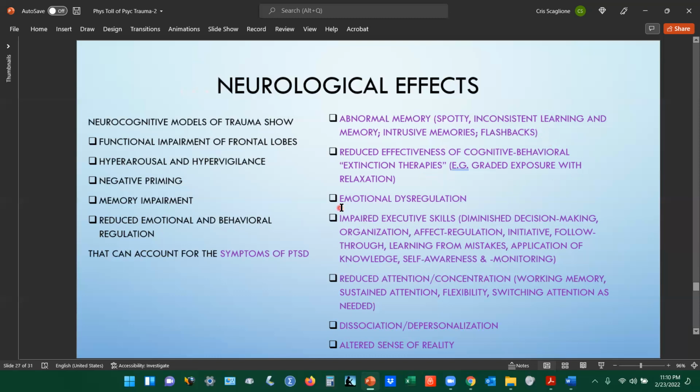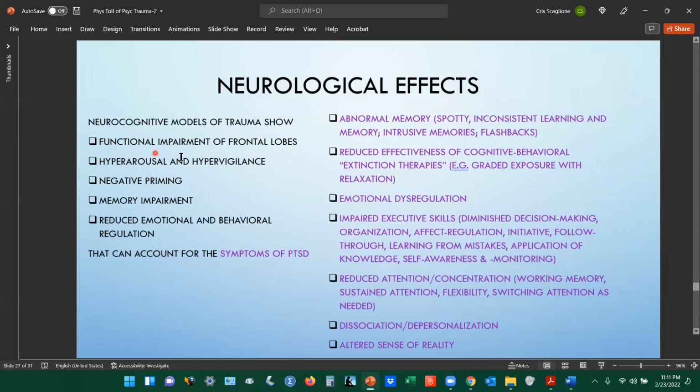People with PTSD also are remarkable for emotional dysregulation when they're triggered. No surprise. I mean, if you thought that you were back in the traumatic situation and felt unsafe most of the time, you're not going to be very emotionally regulated. It's not possible. It's also not possible when you have lowered functioning of your frontal lobes to have very good emotional regulation.